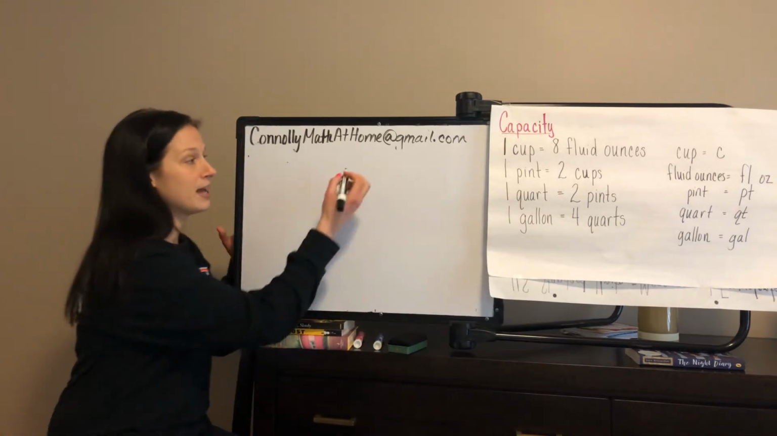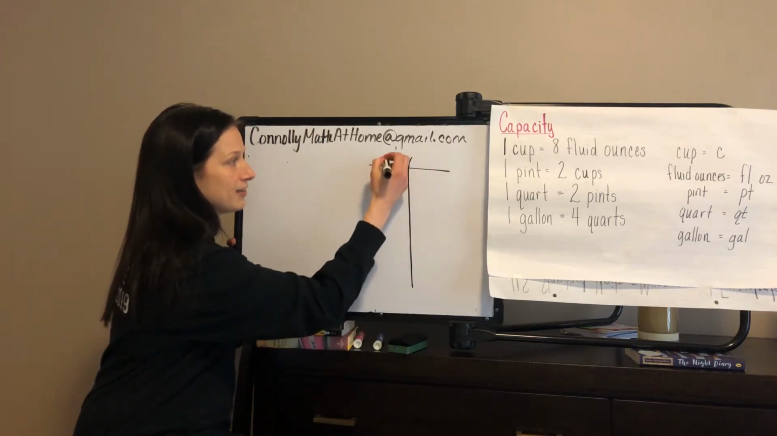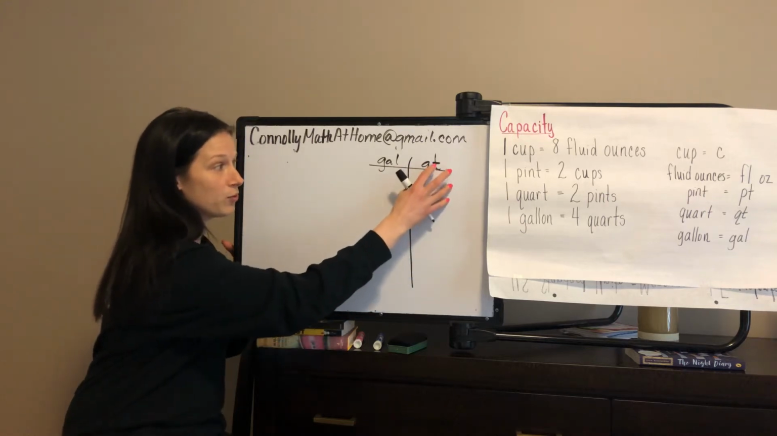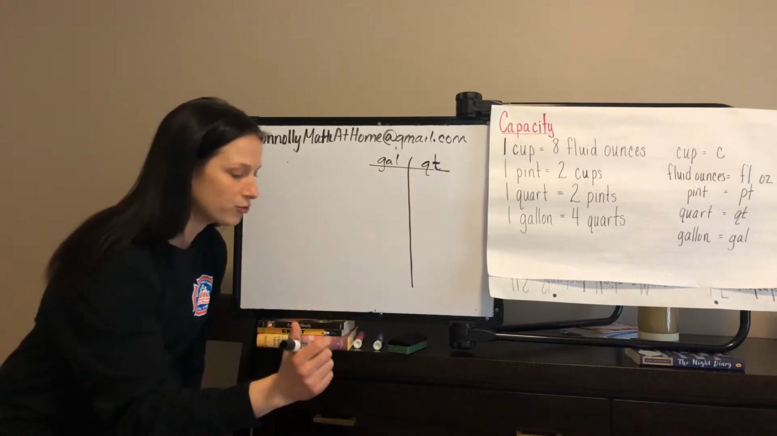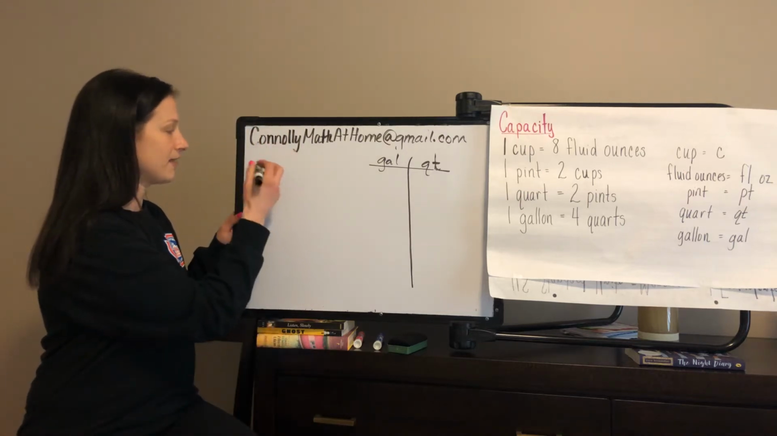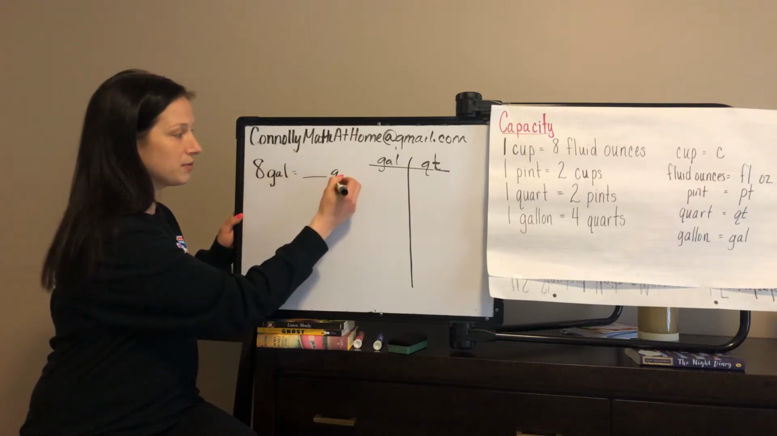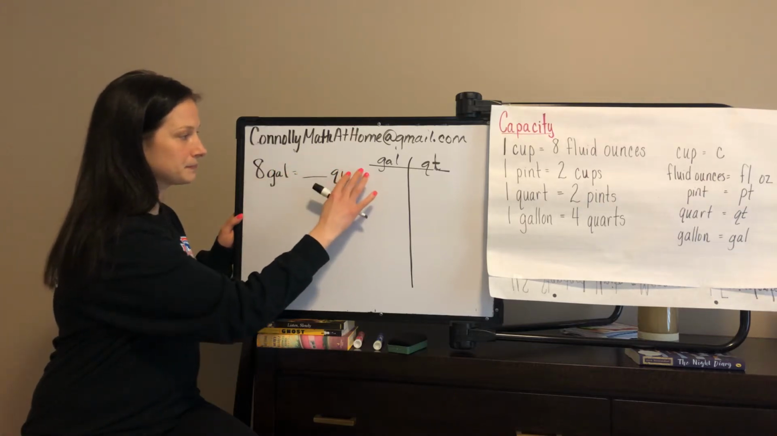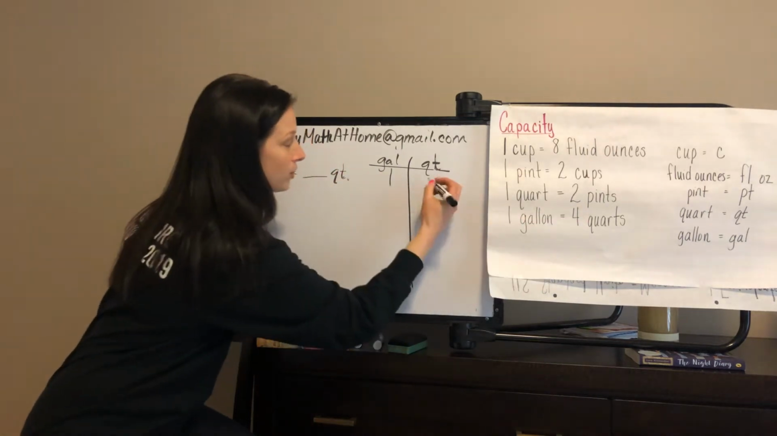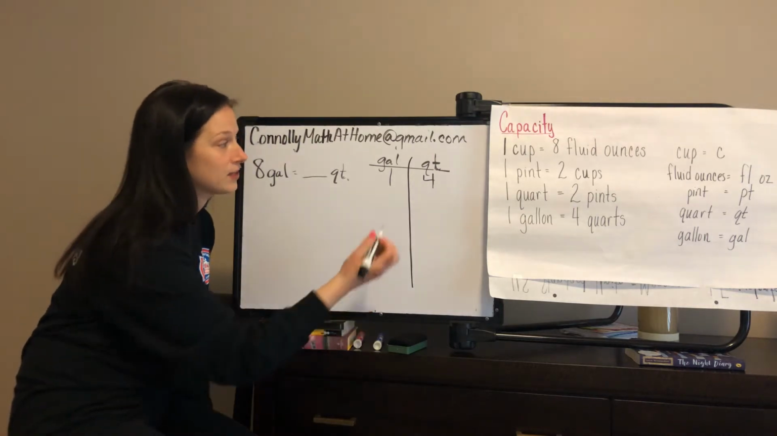So if you have, I'm going to do an input-output table. Okay, on this side I'm going to have gallons, on this side I'm going to have quarts, and we're going to come up with a rule real quick for how to determine the number of quarts you have, given the number of gallons. So let's say that I have 8 gallons, and I want to know how many quarts that would be. How many quarts? So 1 gallon is the same as 4 quarts. This is review from maybe yesterday's lesson or the last video you watched.